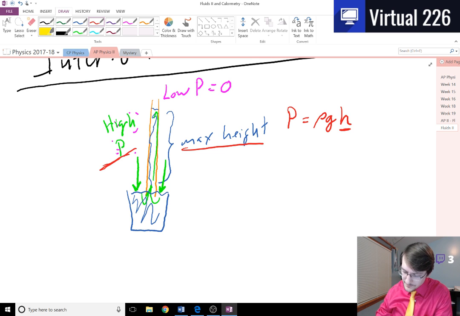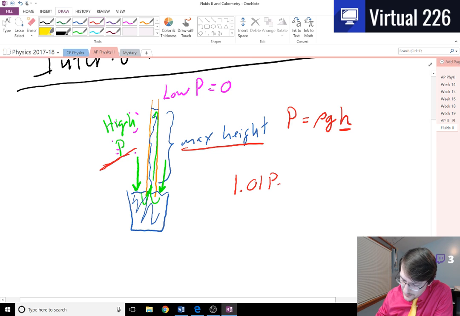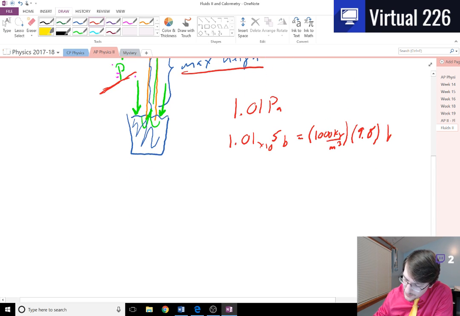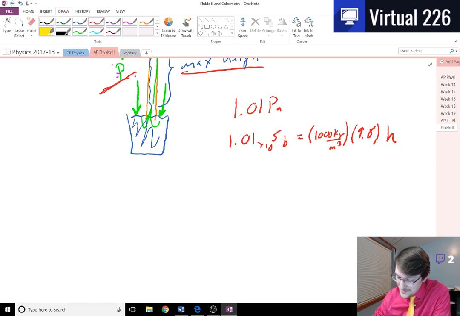So if we wanted to do this, our pressure here is 1 atmosphere, and if we put that into reasonable units, pascals, that's 1.01 times 10 to the 5th pascals. That needs to be equal to rho g h. Now, the density of water is 1,000 kilograms per meter cubed. Gravity here on Earth is the good old 9.8. And we're hunting for a height. So that's it. Our problem's done. We just need to do a little bit of math here.